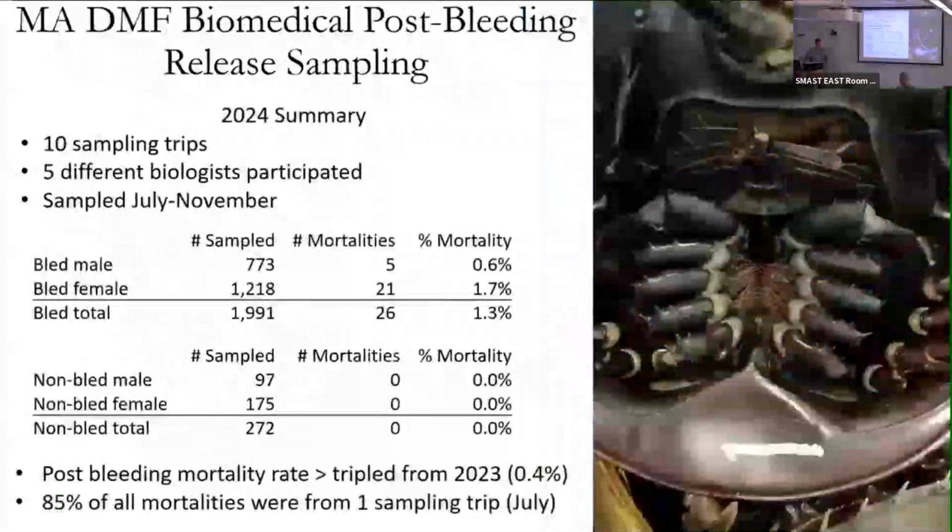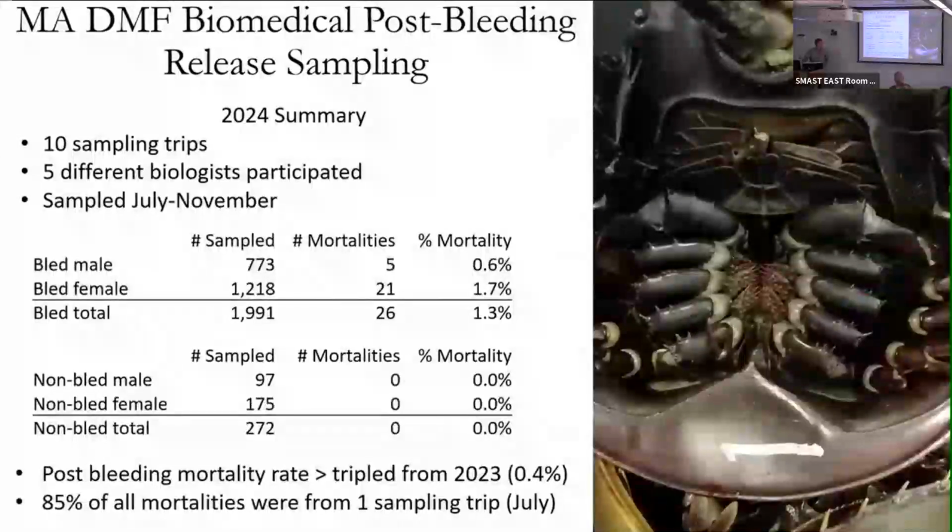So it was 10 different sampling trips, 5 different scientists participated, sampled from July to November, sampled nearly 2,000 crabs, and we had a 1.3% mortality rate. For the ones that were rejected, there were 272 that we sampled. There was a 0% mortality rate. The post-bleed mortality rate more than tripled from 2023. It was 0.4 in 2023. And 85% of all mortalities were from one sampling trip in July. So it was a little bit episodic.